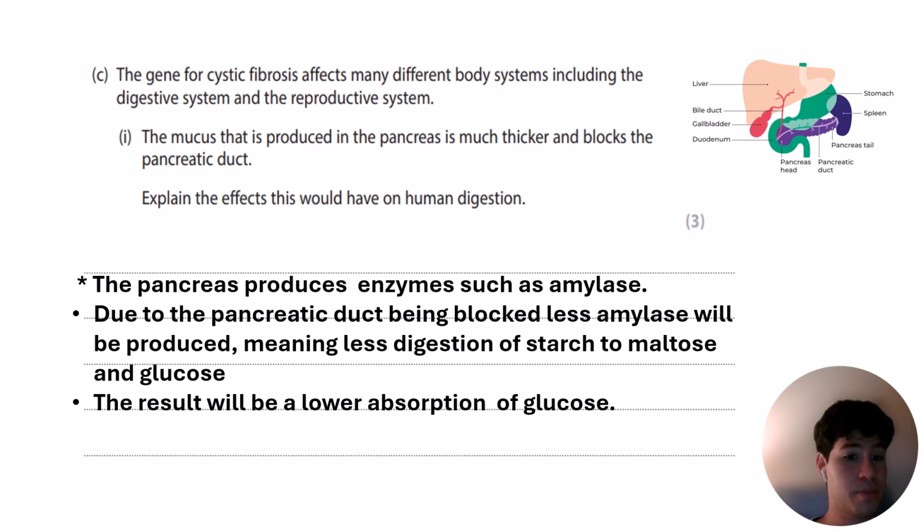So the pancreas produces enzymes such as amylase. How do you know it's an enzyme? All enzymes end with ase. So due to the pancreatic duct being blocked, less amylase will be produced, meaning less digestion of starch to maltose and glucose. Maltose and glucose are much smaller and soluble, whereas starch is insoluble. The result will be a lower absorption of glucose.